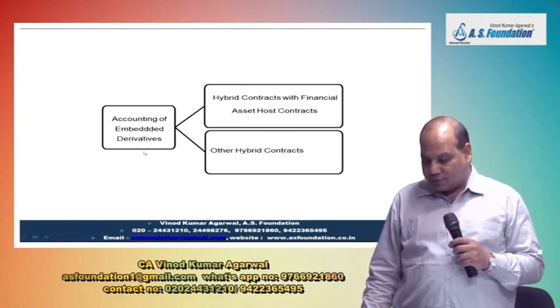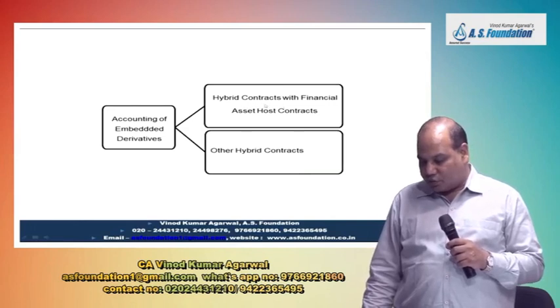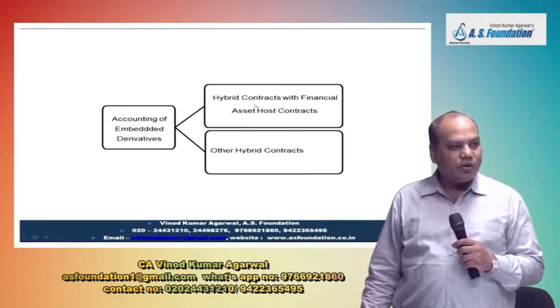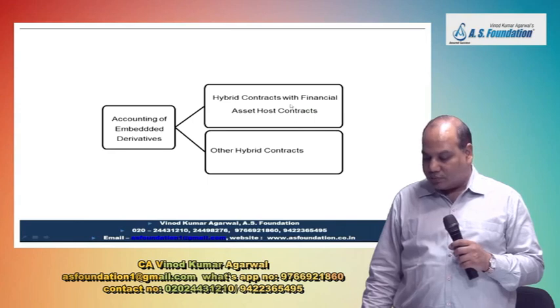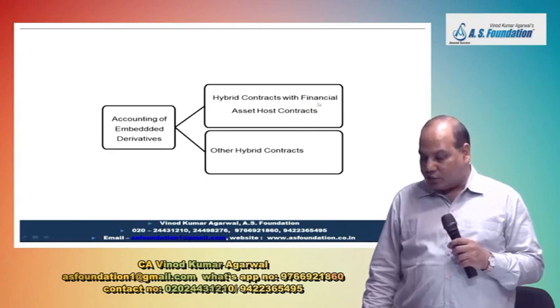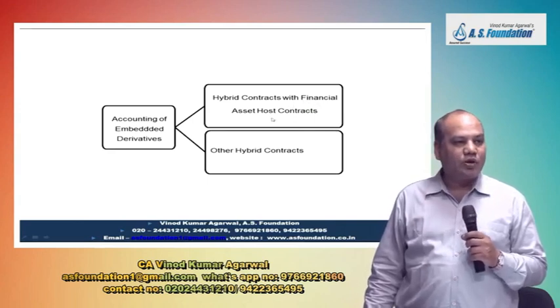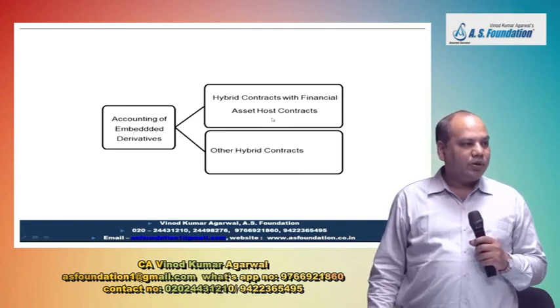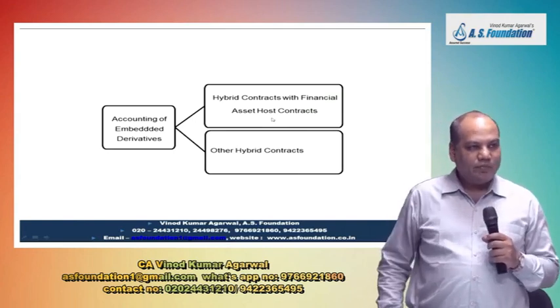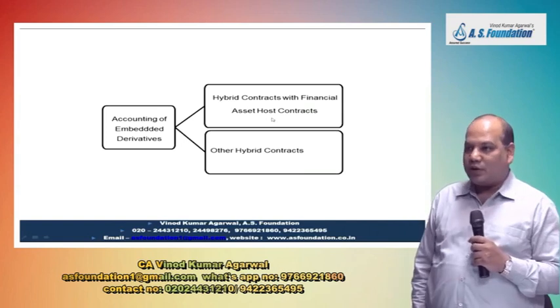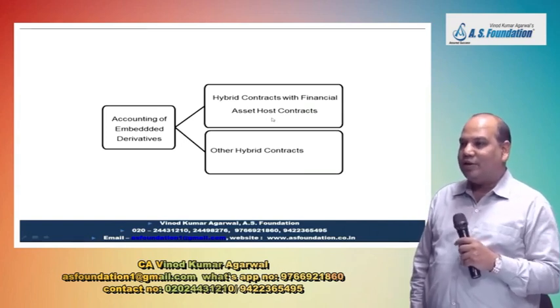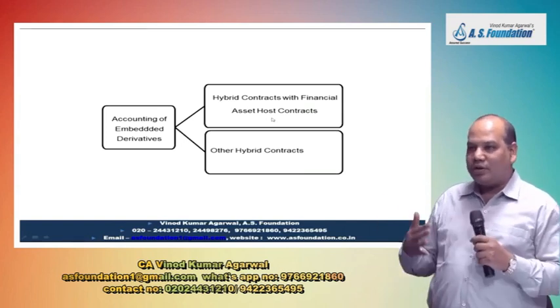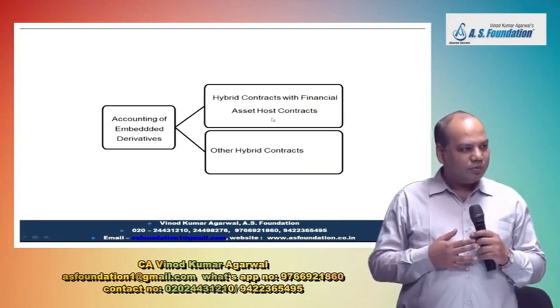What we'll do, very simple. Accounting of embedded derivative. First you see what is the hybrid contract. A hybrid contract can be a contract where a financial asset is the host contract. A convertible bond is an example of this category because the bond itself is a financial asset and it contains a derivative, an option.